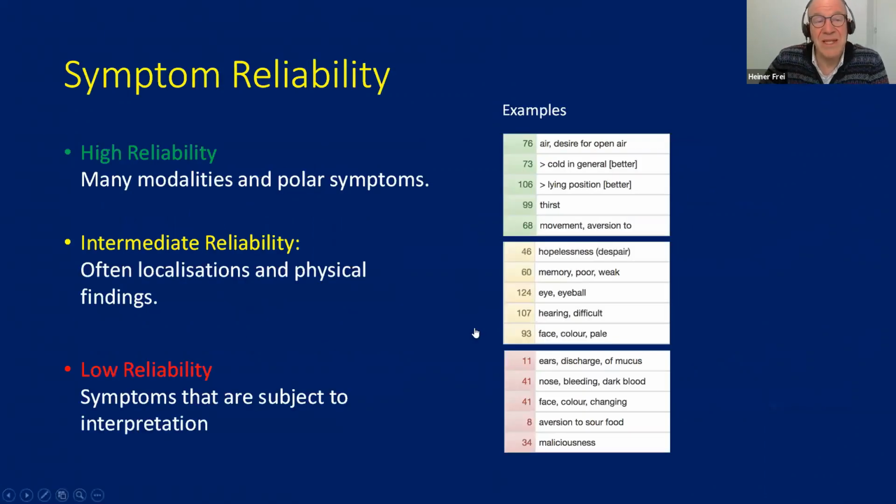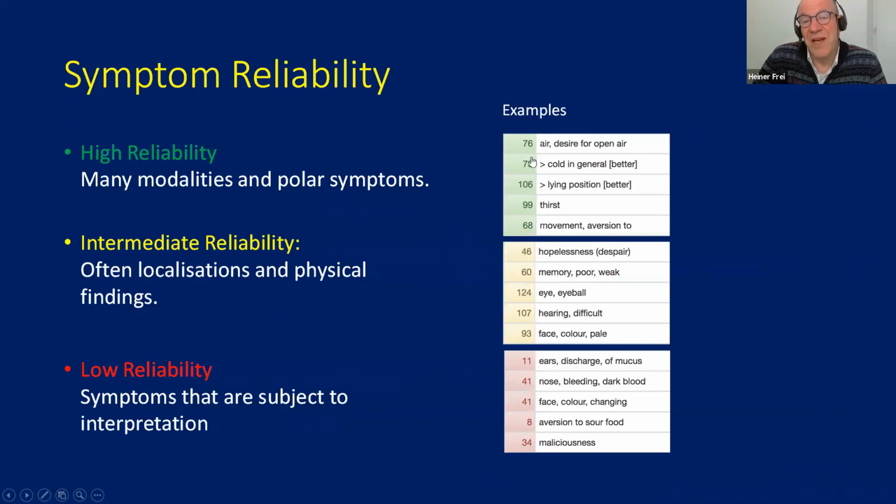What does that mean? High reliability have especially modalities and polar symptoms. Intermediate reliability have often localizations and physical findings that are not disputable. And a low reliability we find in symptoms that are subject to interpretation.